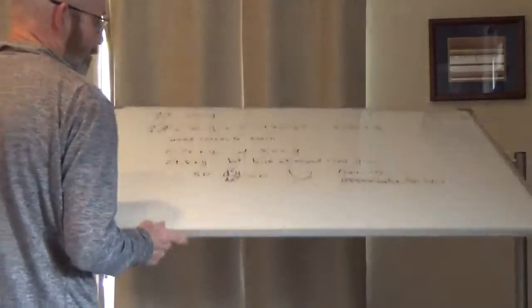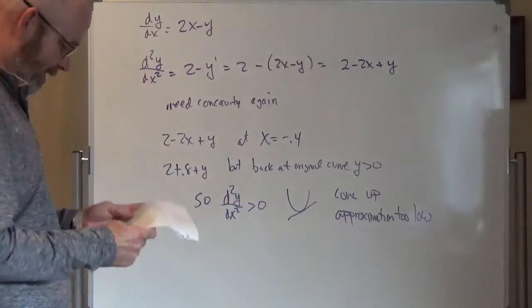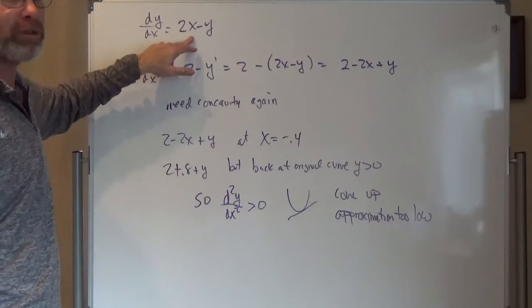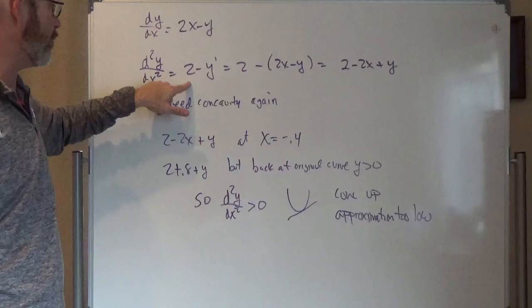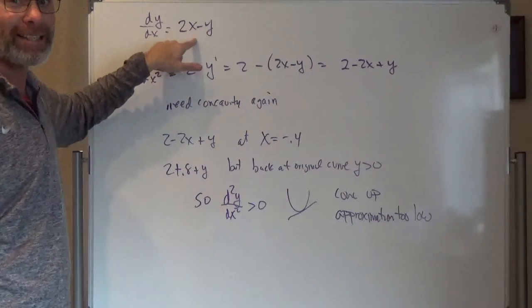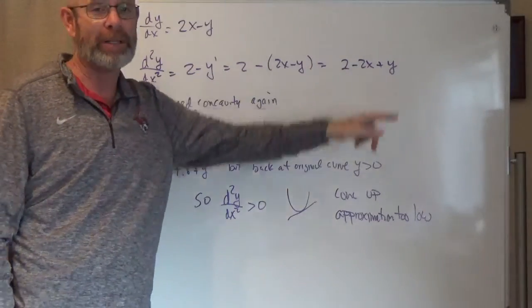And then the last problem on this set says find the second derivative. So the second derivative is pretty straightforward. Here's the first derivative. Second derivative is the derivative of this. That's 2 minus the derivative of y, which is y prime. But y prime is that, right? dy/dx. So 2 minus (2x minus y) says 2 minus 2x plus y.